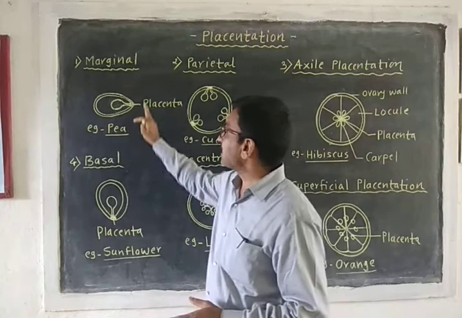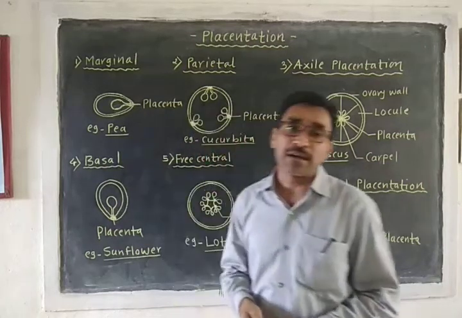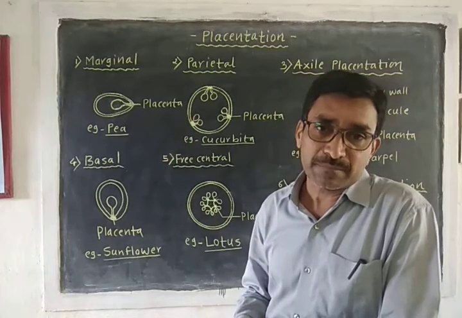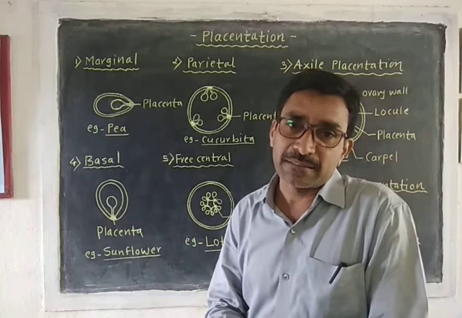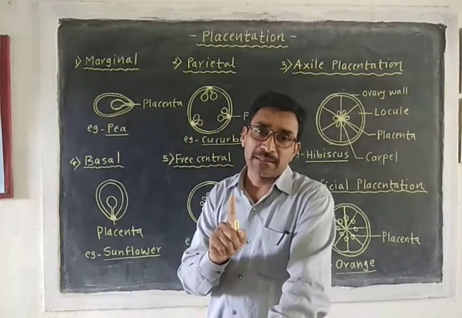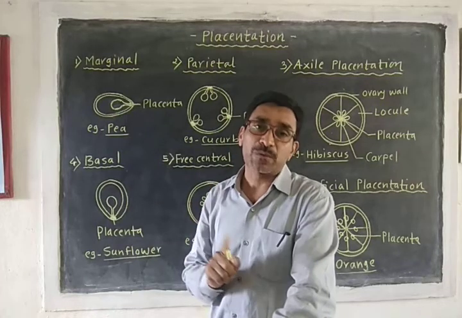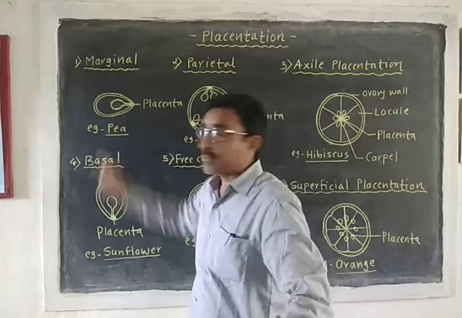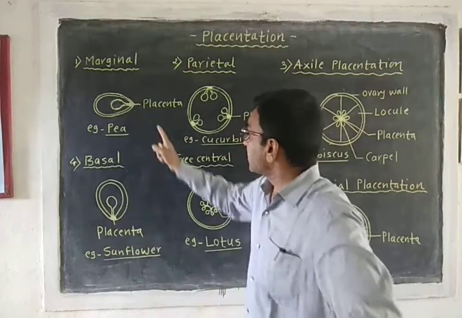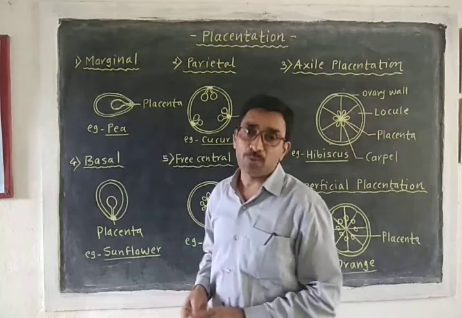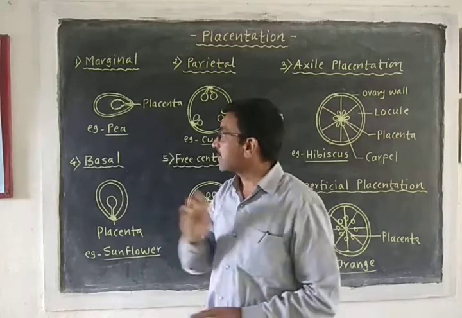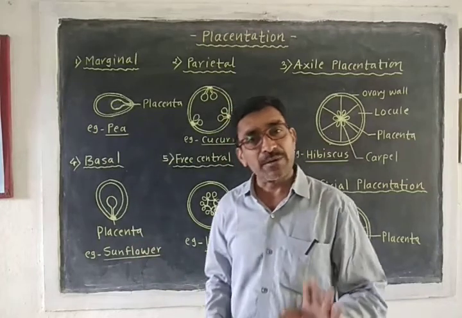The example of marginal placentation is pea, clitoria, etc. See, first of all, we studied marginal placentation. It is a type of placentation. In this type, a single locule is present, and hence it is called unilocular. Here, a single carpel is present, hence it is called monocarpellary. And here, the placenta is present at the margin of the ovary, and hence it is called marginal placentation. Examples of marginal placentation are pea, clitoria, etc.